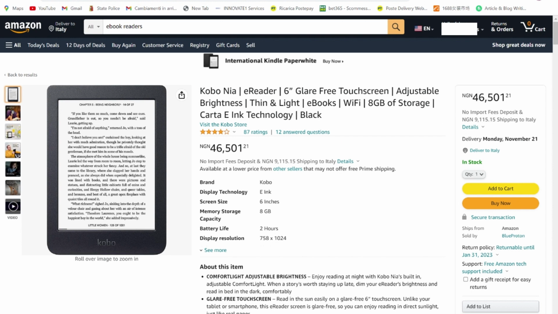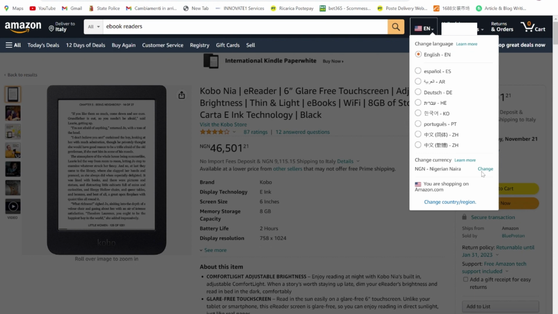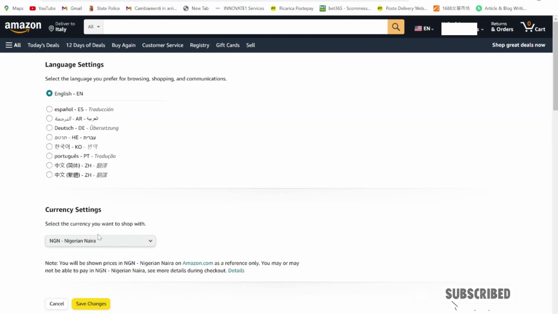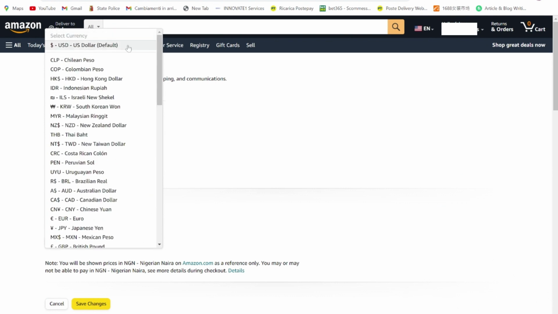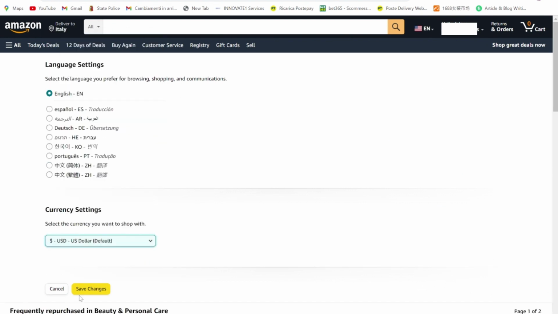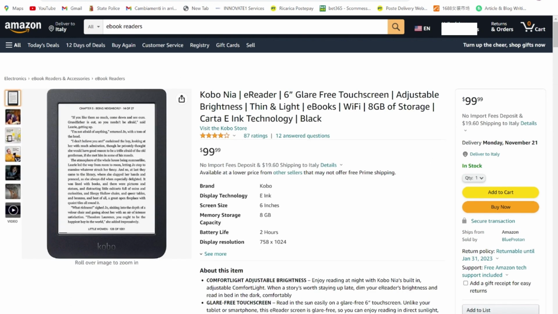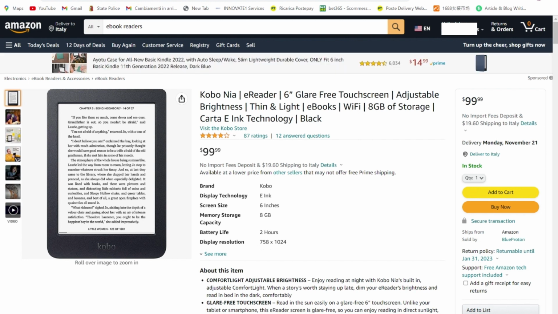So if you remember, we had dollars here before. Make sure you take note of this. We have 46,501. Let me change this to dollar again. Change, change, go up, dollar, change, save change.